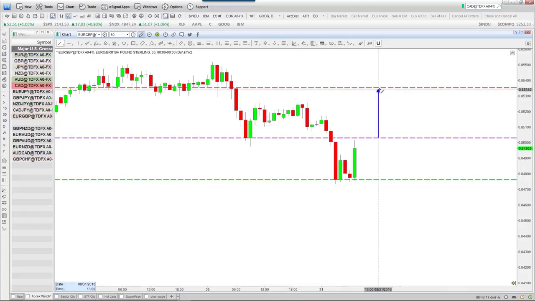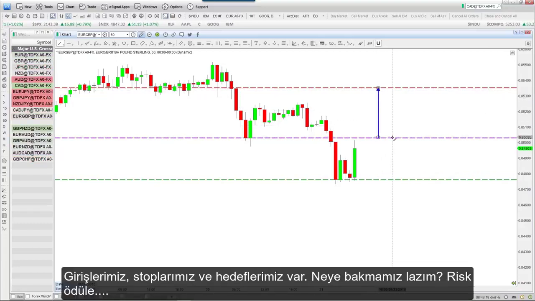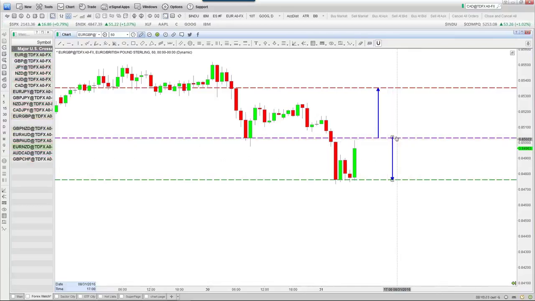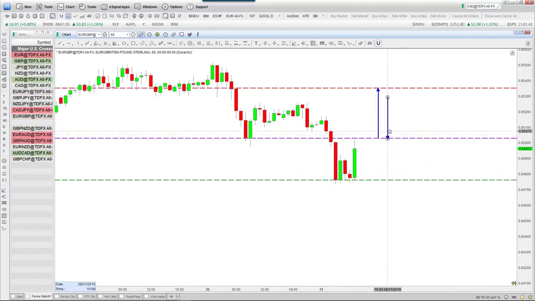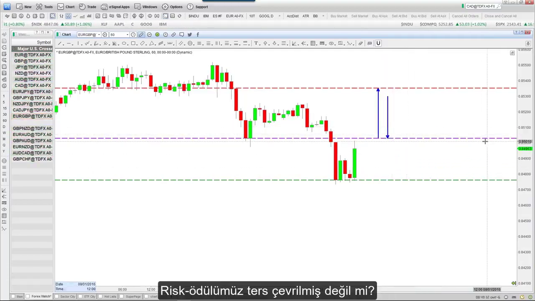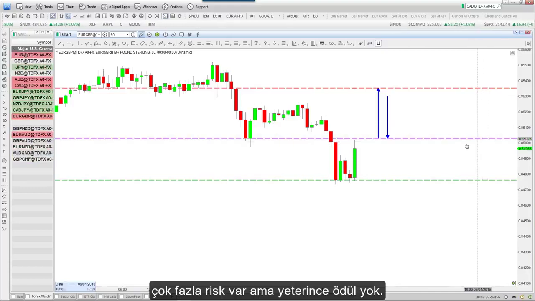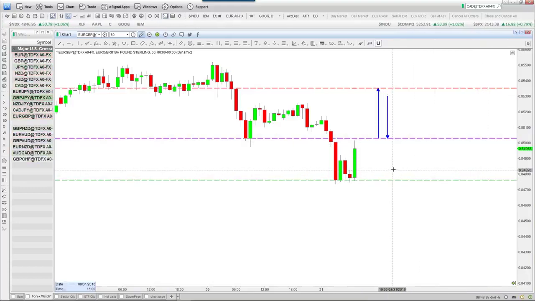Risk. We've got entries, stops, and targets. Now, what do we have to look at? Risk to reward. Try and even this up a little bit, make it right. Now, what do we notice here? Our risk to reward is inverted, isn't it? We've got too much risk and not enough reward in this trade.